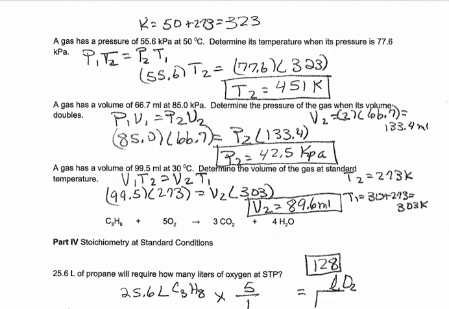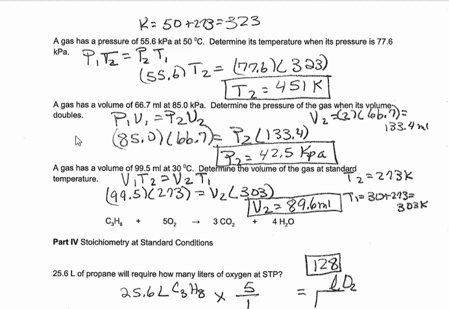A gas has a pressure of 55.6 kilopascals at 50 degrees Celsius. Determine its temperature when the pressure is changed to 77.6 kilopascals. So this is Gay-Lussac's law. Put your pressure 1, 55.6, times temperature 2, which is what you're trying to find. Pressure 2 is 77.6, and temperature 1 was 323 once you convert Celsius into Kelvin. And then solve for temperature 2.